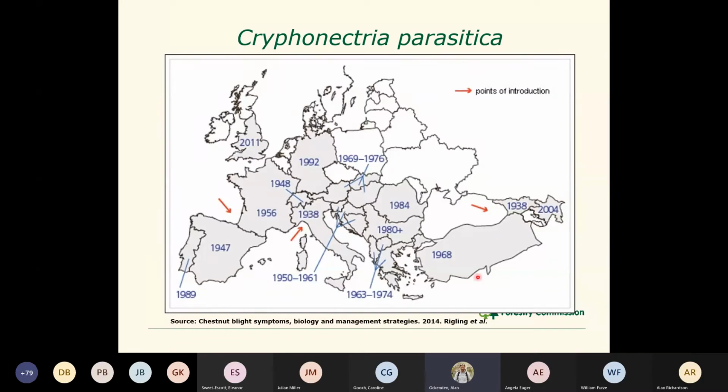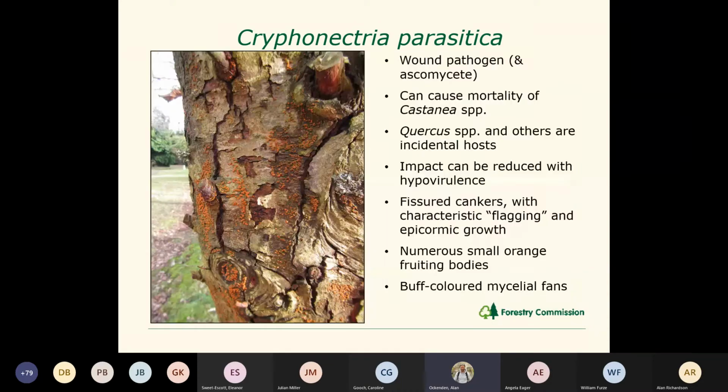You can see the earliest introductions were in the mid part of last century in a number of places. We were very much later, in 2011. But it's been about for a number of years, which has allowed a fair bit of study of it on the continent. How does it get into its host? It's a wound-based pathogen, so it needs cuts or grafts or some form of physical damage to get in. A number of movements have occurred in the past through grafted trees. That's one way it likes to move around.